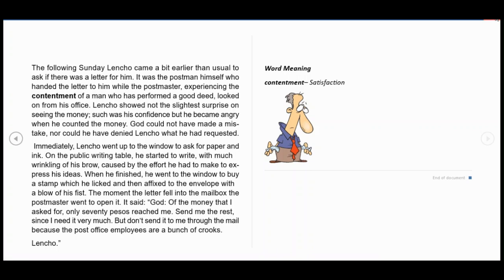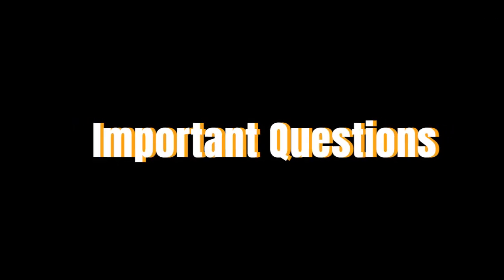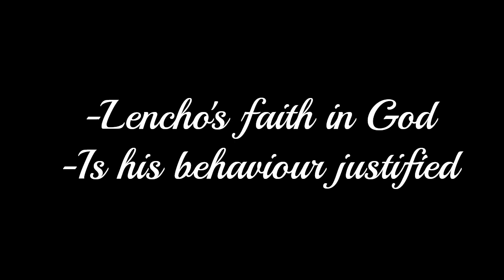Now, the important questions that can be expected from this chapter can be based on Lencho's immense faith in God. The kind of faith he had, and was he right or wrong in calling the post office employees a bunch of crooks? Now this can be a question based on your opinion. The answer can be based on your opinion. So you may either write that he was innocent, he was naive, it was because of his faith that he thought that God couldn't make a mistake and hence he blamed the post office employees.